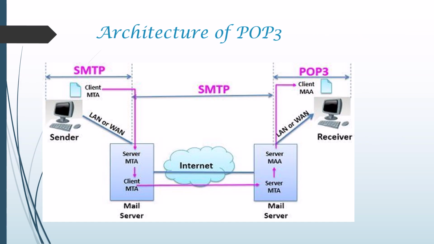This is the architecture of POP3. SMTP and POP3: client MTA, LAN or WAN, sender. Sender, server MTA, then client MTA. Mail server, server MAA, server MTA. Then LAN or WAN, receiver, POP3.